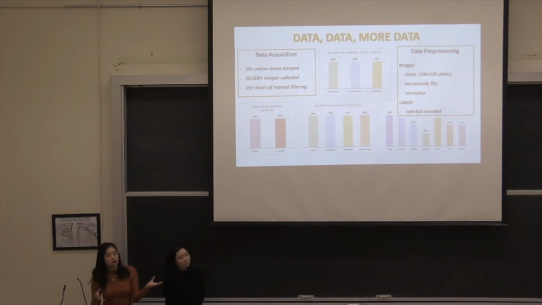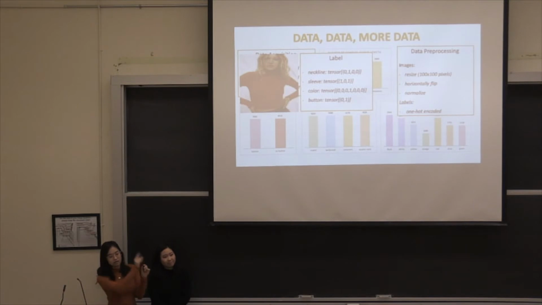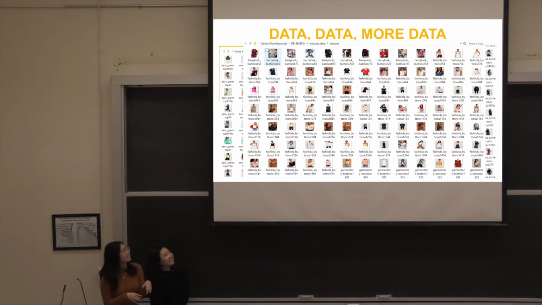In terms of the data pre-processing, we resized the images that we got and normalized them. We also horizontally mirrored them as part of data augmentation to get more data for classes that we were lacking in. And then here are some examples of the input images that we put into the model, and then the corresponding label tensors. So each tensor corresponds to one label that we put into one of the 4 classifiers. And then here's some pictures of the data set since we had to manually go through a lot of them.